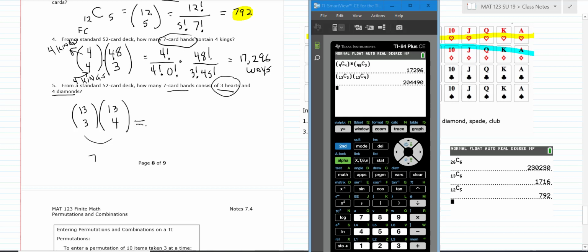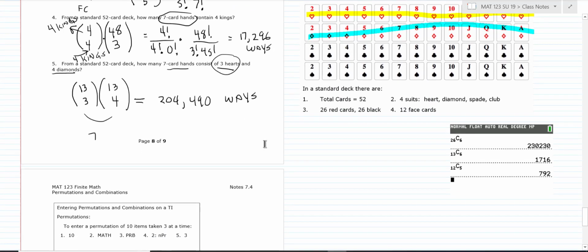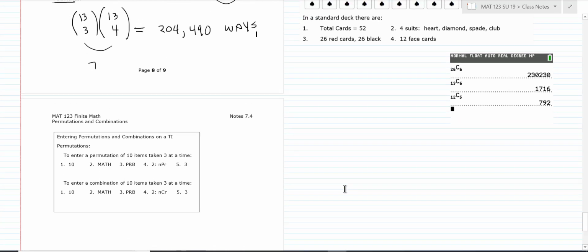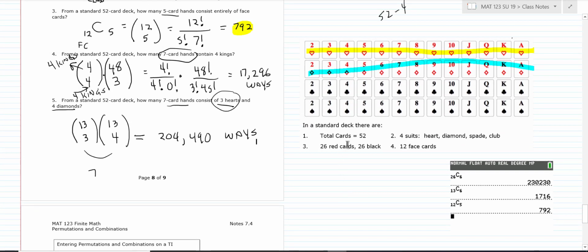So that is, what is that, 204,490 ways. So what that means is if you reach into a deck and pull out 7 cards, there are 204,490 ways to pick 7 cards, where 3 of them are hearts and 4 are diamonds. The math don't lie. Okay, that's the truth. All right, so that's it. Now the last page is just to show you how to do this on the calculator. So that'll wrap up the information you need to do on this.